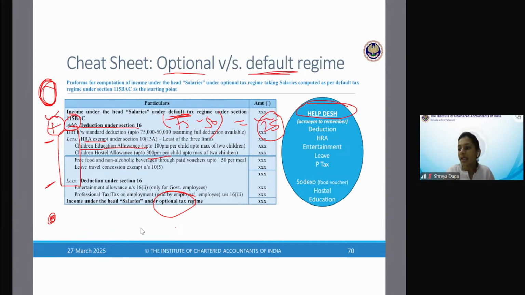उसके बाद होता है perquisite of free food and non-alcoholic beverages. Last class में आपको पढ़ाया था कि अगर food और non-alcoholic beverages during working hours में मिलते हैं तब तो फिर ठीक ही है, कोई प्रॉब्लम नहीं है. लेकिन अदरवाइज भी अगर मील मिलता है, फूड मिलता है, तो up to 50 rupees per meal is not taxable. But it is not taxable only under optional regime, it is taxable under default regime. तो ये भी आपको लेस करना पड़ेगा यहाँ पे. और फिर लीव ट्रैवल कंसेशन, ये क्या होता है?